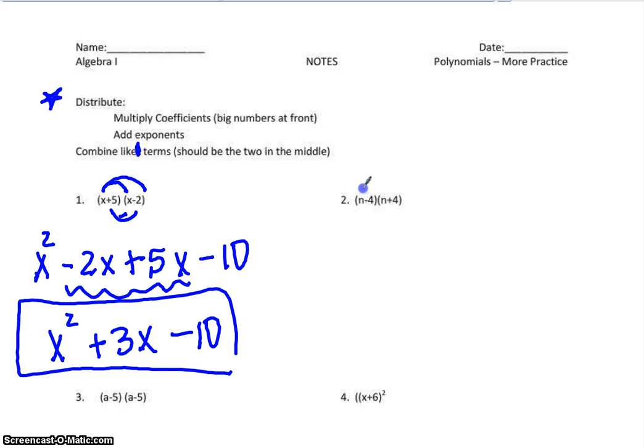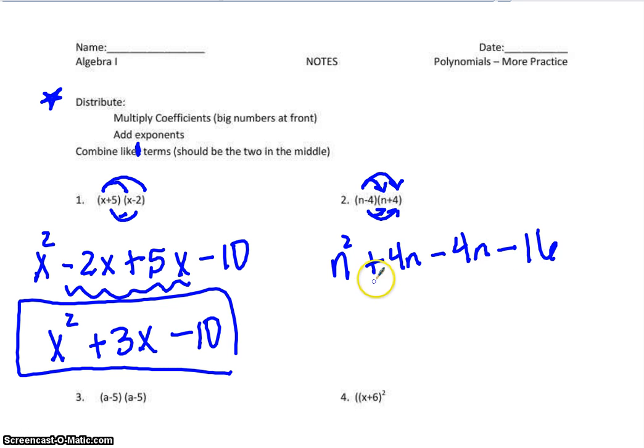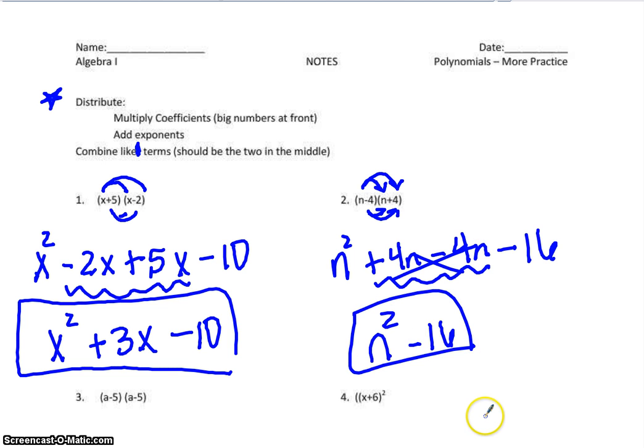You're going to take the n and distribute it, and then you're going to take the negative 4 and distribute it. N times n gives you n squared. N times 4 is plus 4n because it was positive. Negative 4 times n is minus 4n, and negative 4 times 4 is minus 16. The two in the middle should combine, so bring down your n squared. 4 minus 4 is 0. They cancel each other out. Bring down your minus 16, and that is your answer.